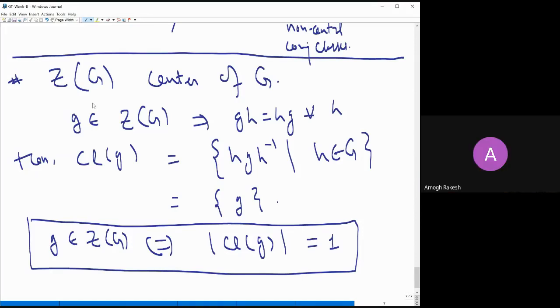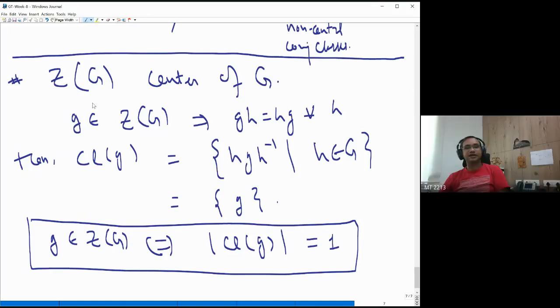Well, the center will always exist, right? Because you can always have the identity. Can it be the empty set? It cannot be the empty set, because the identity is always there, right? It's a subgroup, in fact. It's a normal subgroup, in fact. You should verify all these kinds of statements. It's a normal subgroup. It contains at least the identity.